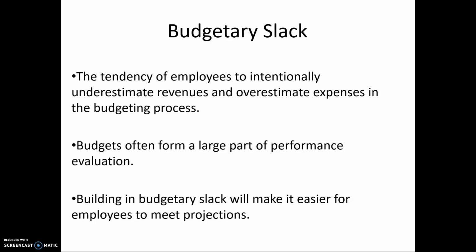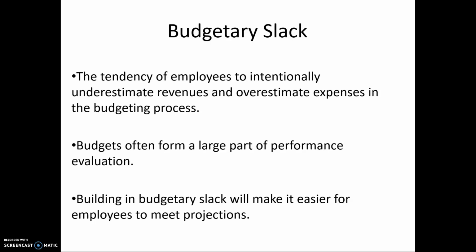But budgetary slack, and this is why you don't want to just have bottom up. You do want to have upper management involved. Employees, they want to underestimate the revenues. The salespeople, their bonus is based on whether they hit their goal. So they want to set the revenue projection lower because they know they're going to hit it and exceed it.